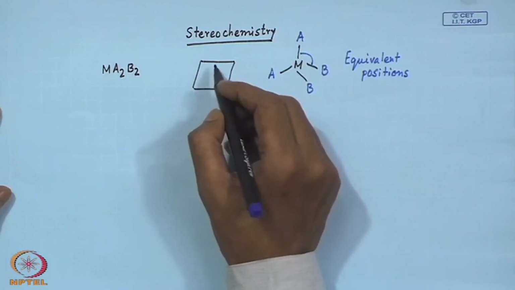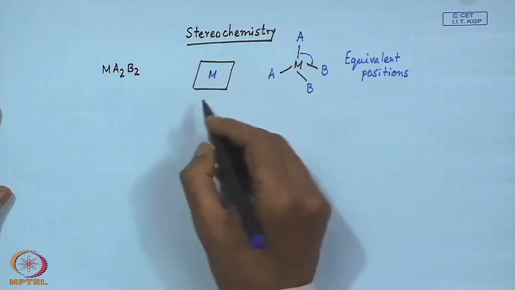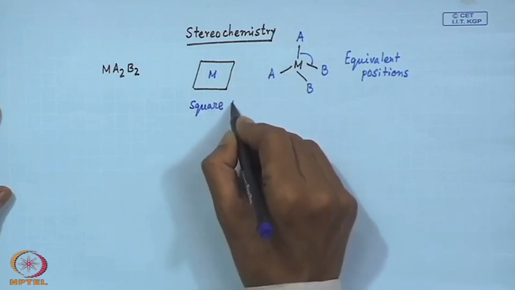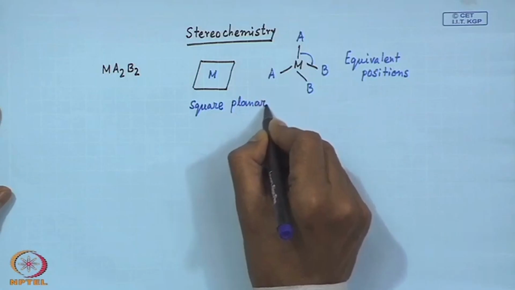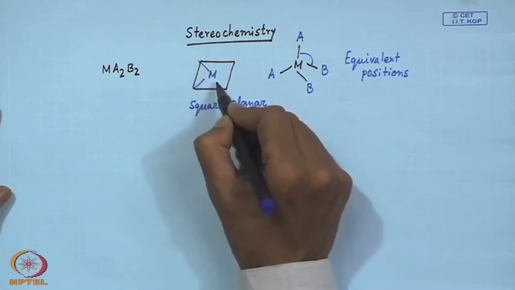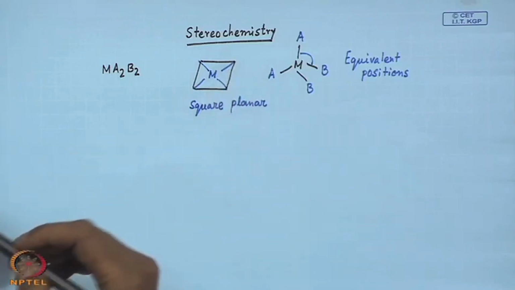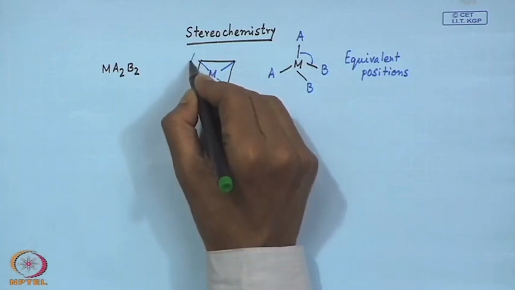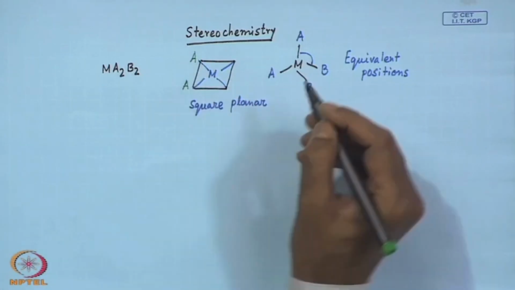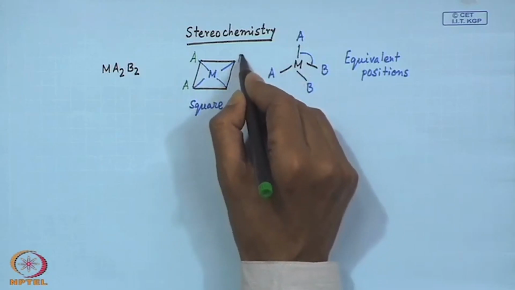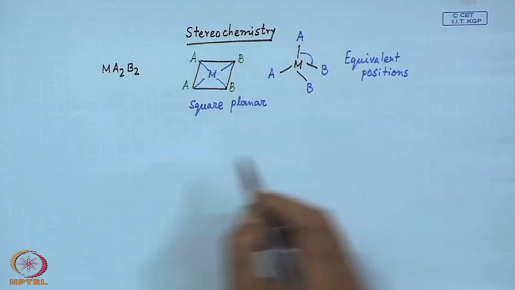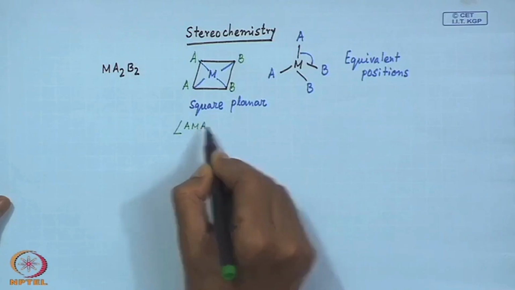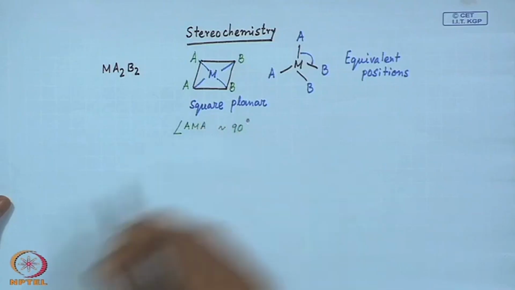But spatially, if we can arrange in a different way in a square planar geometry, if the geometry is square planar, we get one arrangement as the four groups in the plane where these two A groups are on the one side and B groups are on the other side, and we have an angle of AMA close to 90 degrees.